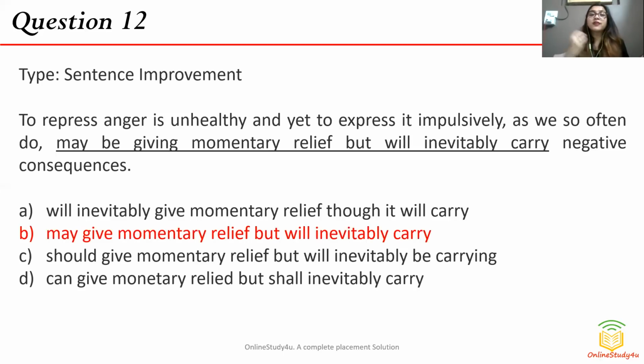It is the fact that it may give you, and that's what it's saying in the sentence also, may be giving. So it may give momentary relief, but will inevitably carry. Instead of giving, we say give, because we are keeping the entire thing in the same tense, right? So we do not want to keep it in the continuous tense. That was your questions for Infosys that have come in your previous exam.